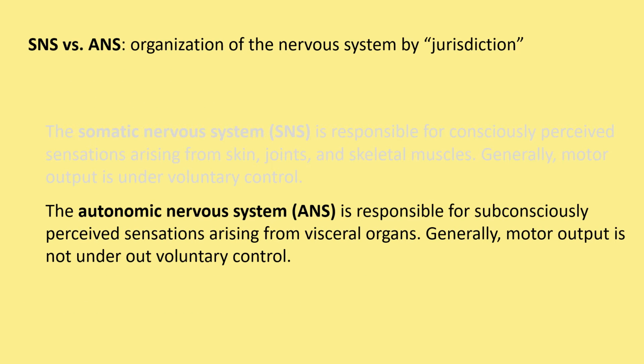Up next, we're going to contrast the somatic nervous system with the autonomic nervous system. So the autonomic nervous system, the ANS, is responsible for subconsciously perceived sensations arising from your visceral organs, your internal organs. And generally, motor output is not under voluntary control, and we often don't have great conscious awareness over it.